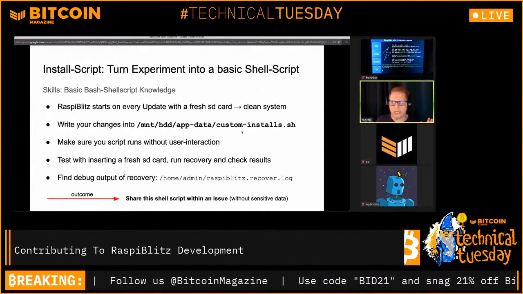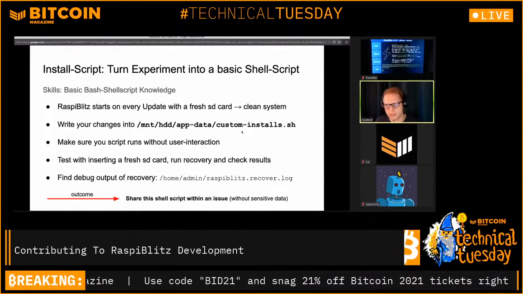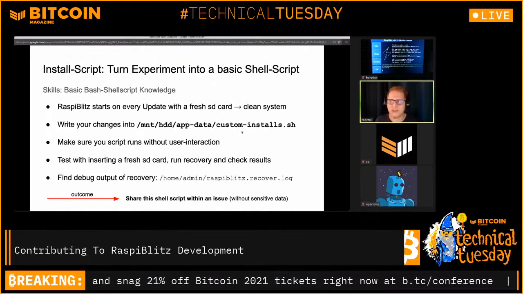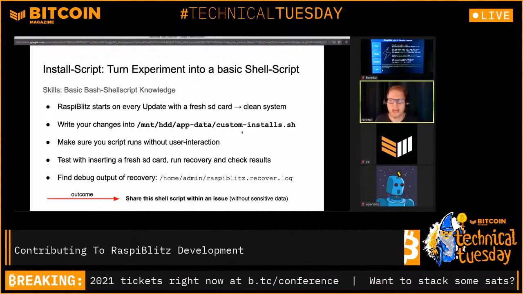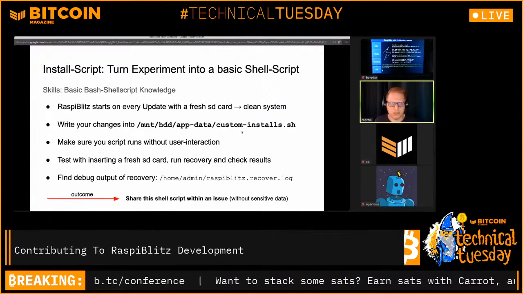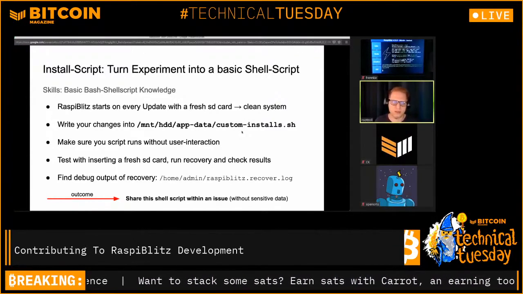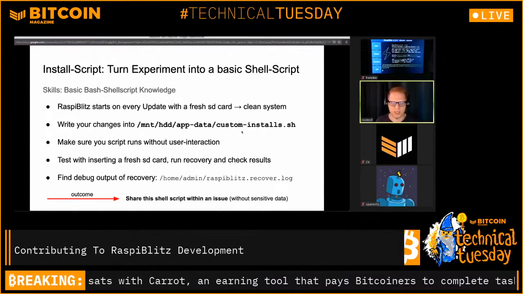Maybe under the condition, it could be, of course, that the RaspiBlitz changes something crucial, and then maybe your install script is not running anymore. This can happen, of course, but normally, I know it's a bit of a moving target, most of the changes should be fine. So the good thing is, once you have this, you can test your install script by just putting in a fresh SD card, and see if this runs cleanly through and all your changes are there after the update.